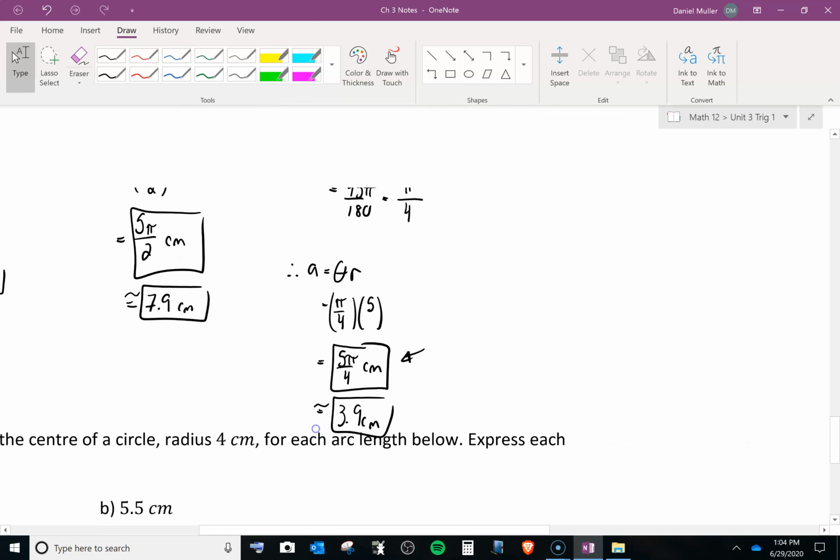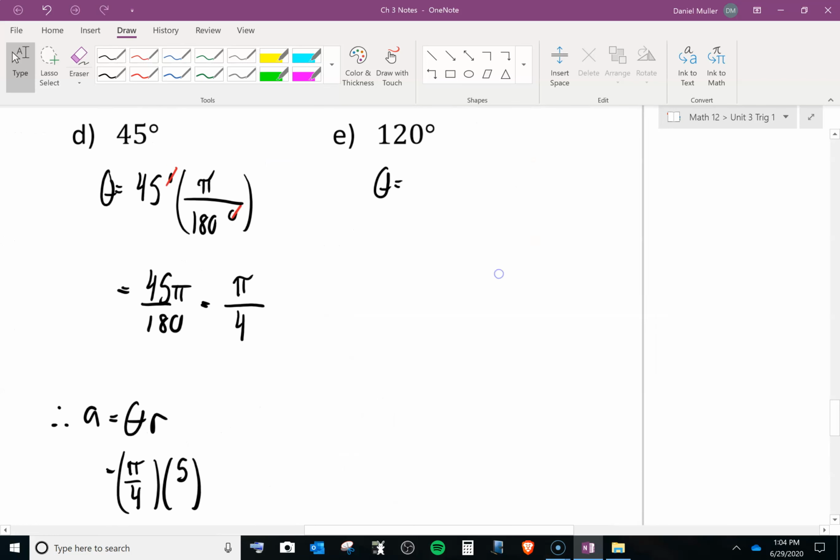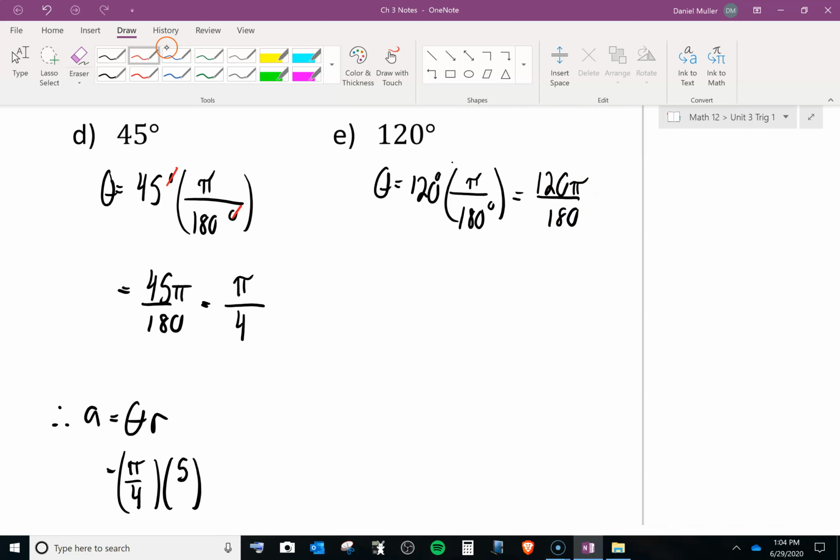So that required a little bit more work, because I had to convert my degrees into radians. And that's the same thing here. I've got degrees, so I need to convert this. So I've got 120 degrees, and I want to get rid of the degrees. I put that on the bottom with 180 and pi. So I have 120 pi over 180, because the degrees cancel out.